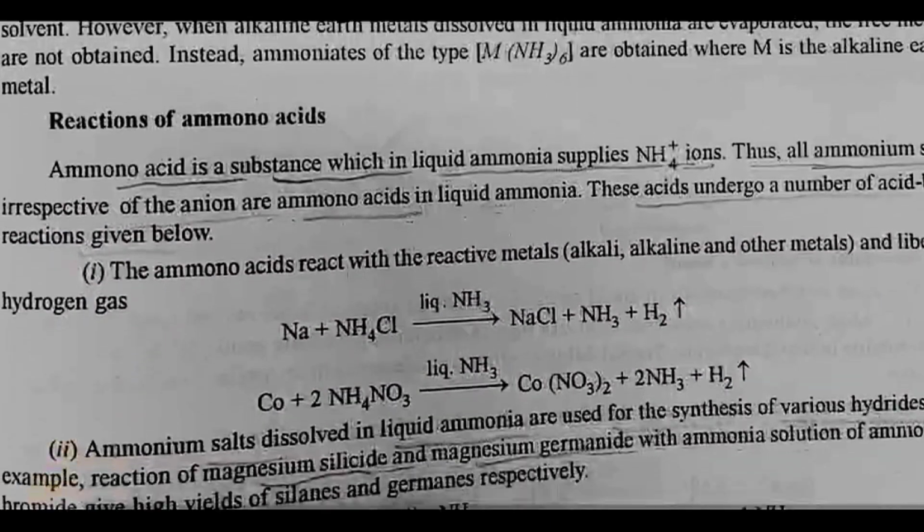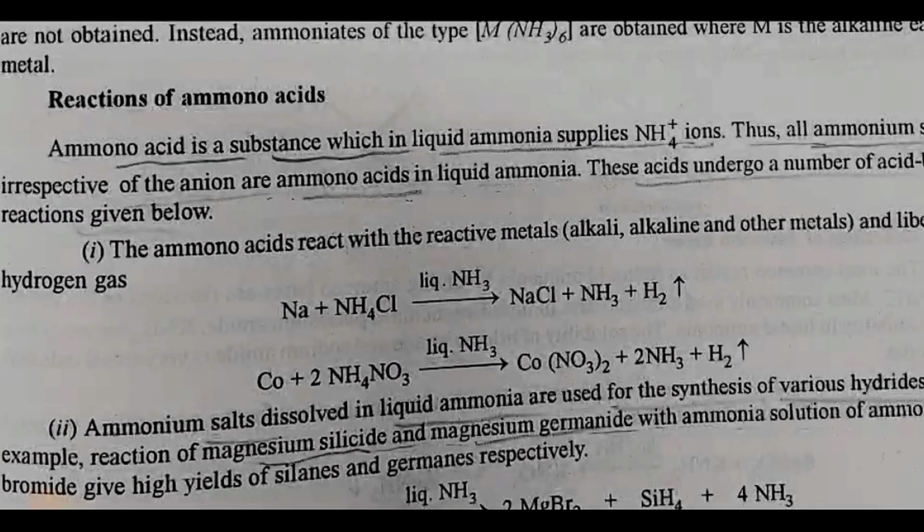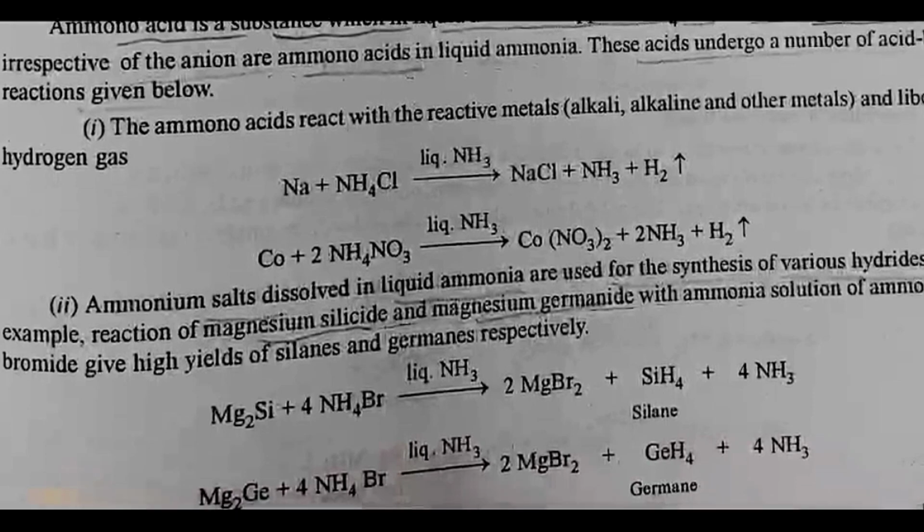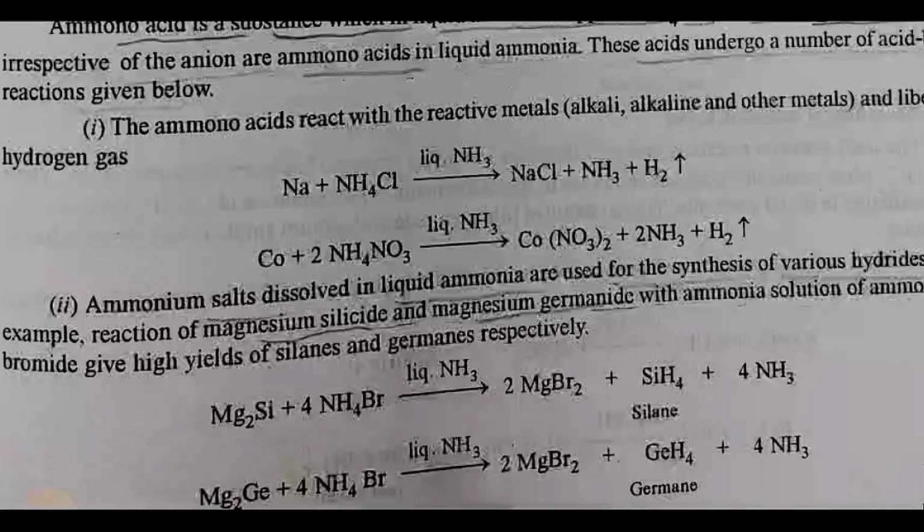Reactions with amino acids. An amino acid is a substance which in liquid ammonia supplies NH4 positive ion. Thus all ammonium salts, irrespective of the anion, are amino acids in liquid ammonia. These acids undergo a number of acid-base reactions given below. First, the amino acids react with the reactive metals, alkali, alkaline earth or other metals, and liberate hydrogen gas. Na plus NH4Cl in presence of liquid ammonia is equal to NaCl plus NH3 plus hydrogen.